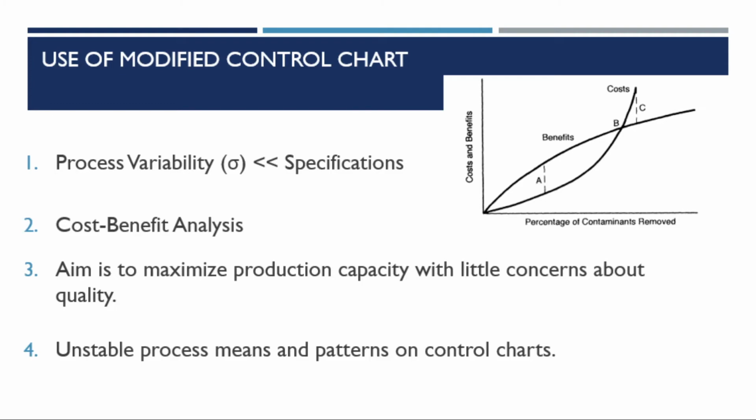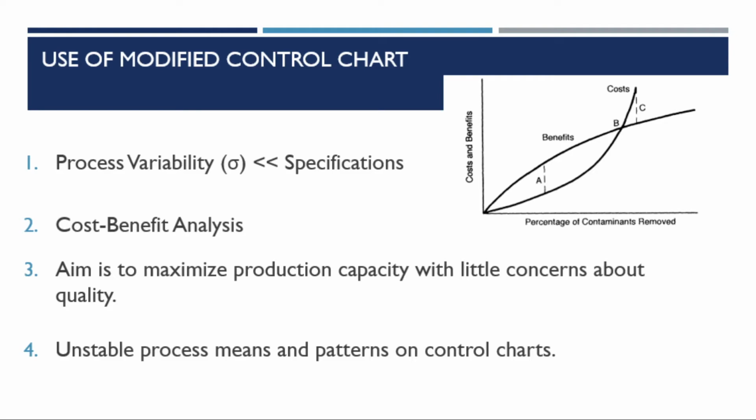Thank you, Bhupen. So, discussing the use of modified control limits, or the situation in which one should shift from a standard control chart to a modified control chart. My friends have already stated this earlier: we use modified limits when the process variability sigma is much smaller than the specifications given by the designer or customer.